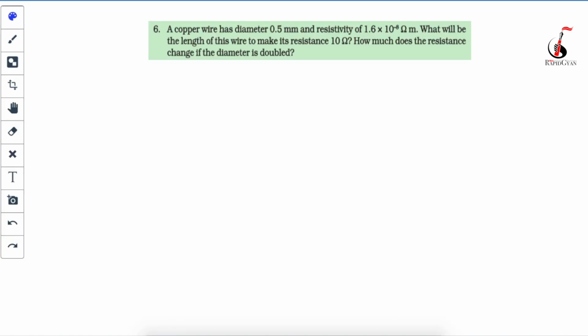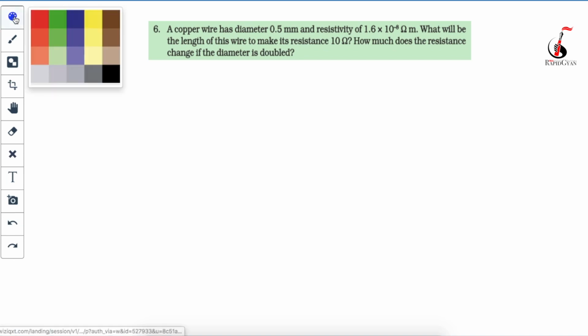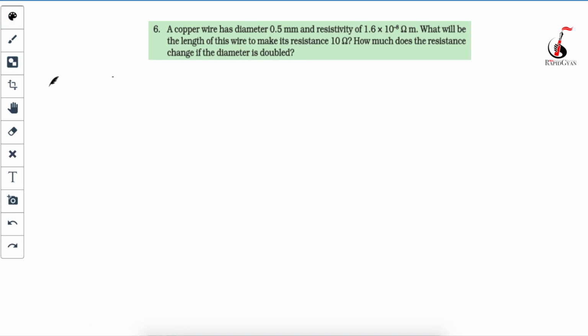So here is your question. What is given, beta? Your diameter is given. So first write your observations. So I will just write D. D is equal to 0.5 mm. As we know, the SI unit of distance is meter, so first you will have to convert this into meters. If you convert this into meters, what you will get? You will get 5 into 10 to the power minus 4 meter. How? Okay, I will explain.